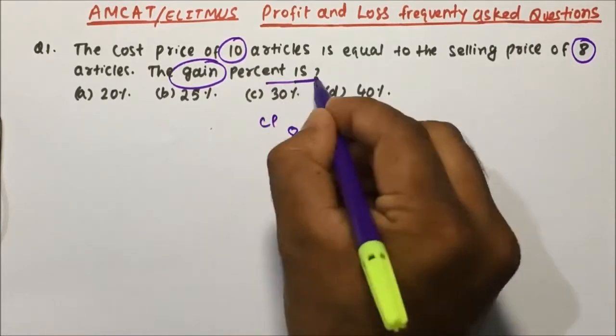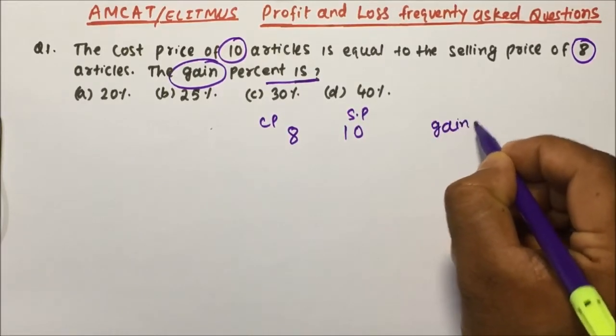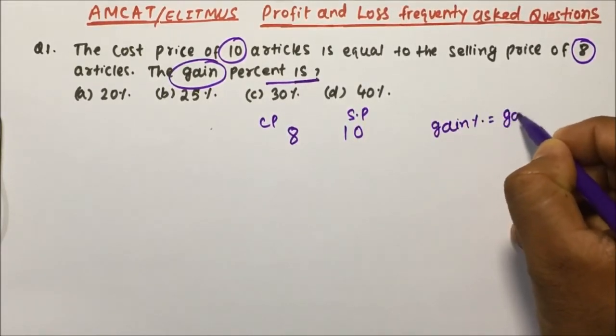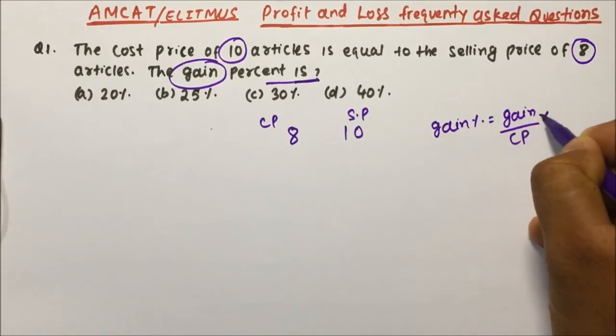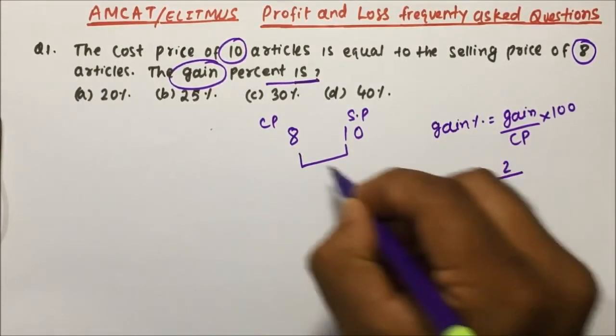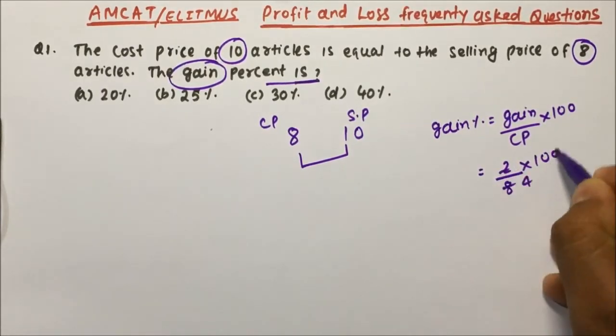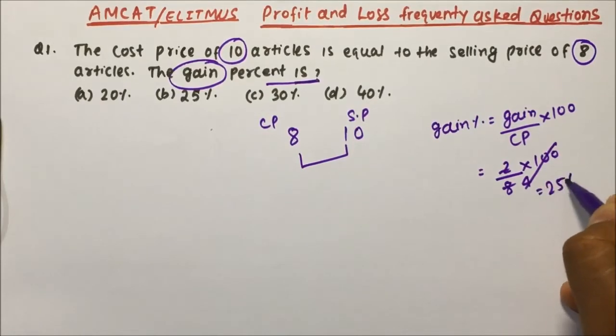Now what you have to calculate? You have to calculate the gain percentage. So the gain percentage will be gain divided by cost price into 100. Now if you see, the gain is 2 rupees, and the cost price is 8 rupees, into 100, so this will be 1 by 4, and 100 divided by 4 is 25%.